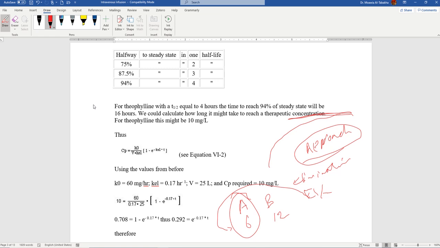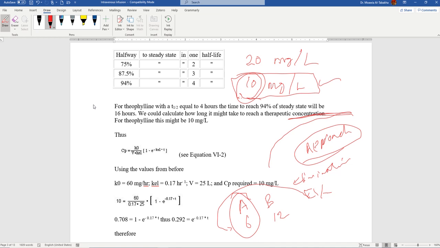In any way, we agreed that it takes a very long time to reach steady state or to approach steady state. For theophylline, if you remember, I said that the therapeutic window might be from 10 milligram per liter up to 20 milligram per liter. So if I give the infusion, I may start to expect to see some effect when I reach 10 milligram. But how long will it take to reach the 10 milligram?